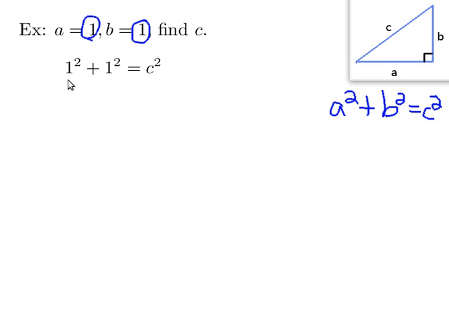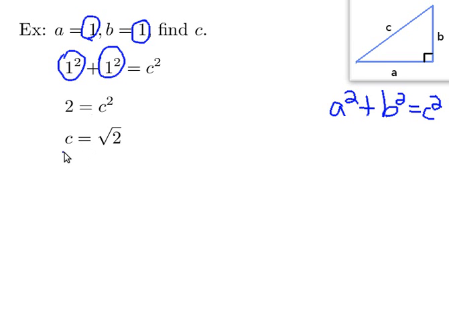Okay, so what is 1 squared plus 1 squared? Well, 1 squared is 1, so 1 plus 1 will give you 2. So 2 equals C squared. Since we have 2 equals C squared, let's take the square root of both sides. And of course, just like before, even though this is going to give us an irrational number, we still leave off the plus or minus. So c equals square root of 2.